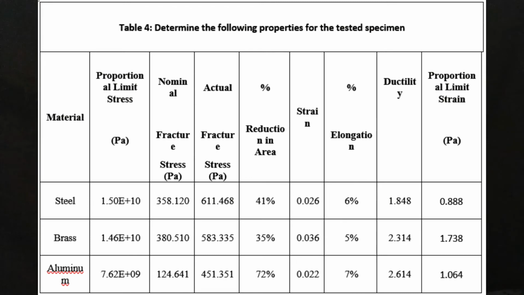Aluminium has the highest proportional limit stress. This means that aluminium has the greatest stress that is directly proportional to strain. Next is nominal and actual fracture stress, where nominal is lower than actual stress. Actual is also known as true fracture stress. Fracture stress is the load at fracture divided by the original area. True fracture stress is the load at fracture divided by the cross-sectional area at fracture. In this table, steel has the highest value.